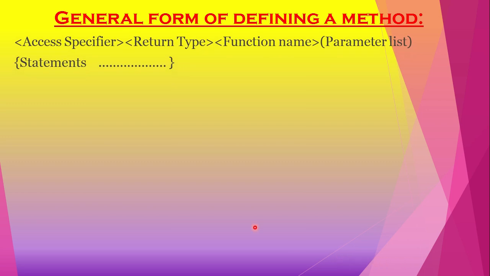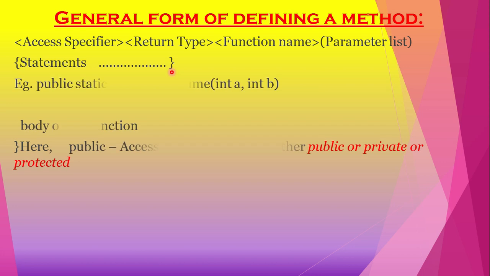Now we are going to see the general form of defining a method. See the general format. First you will be writing the access specifier, after that the return type, function name, parameter list, followed by statements. There can be any number of statements. These will be given inside the block. So there can be 2 statements, 1 statement, or many statements.